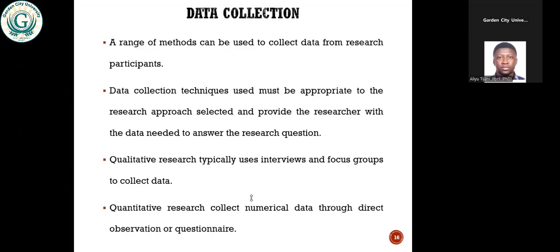But when you use an already existing questionnaire, a questionnaire that has already been validated in a previous study, then you don't necessarily need to test it before using it. You can just use the questionnaire that has already been pre-tested in a different population.